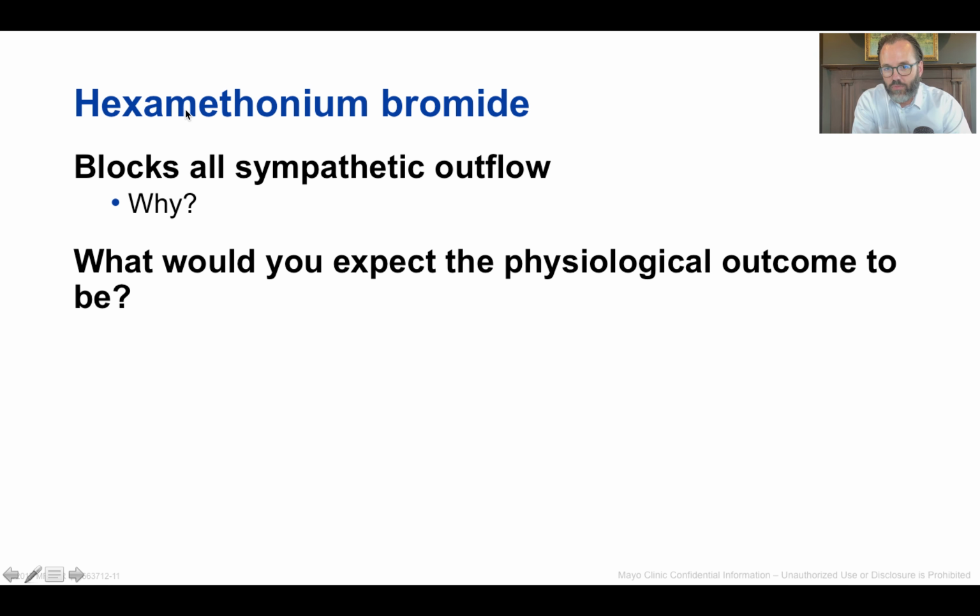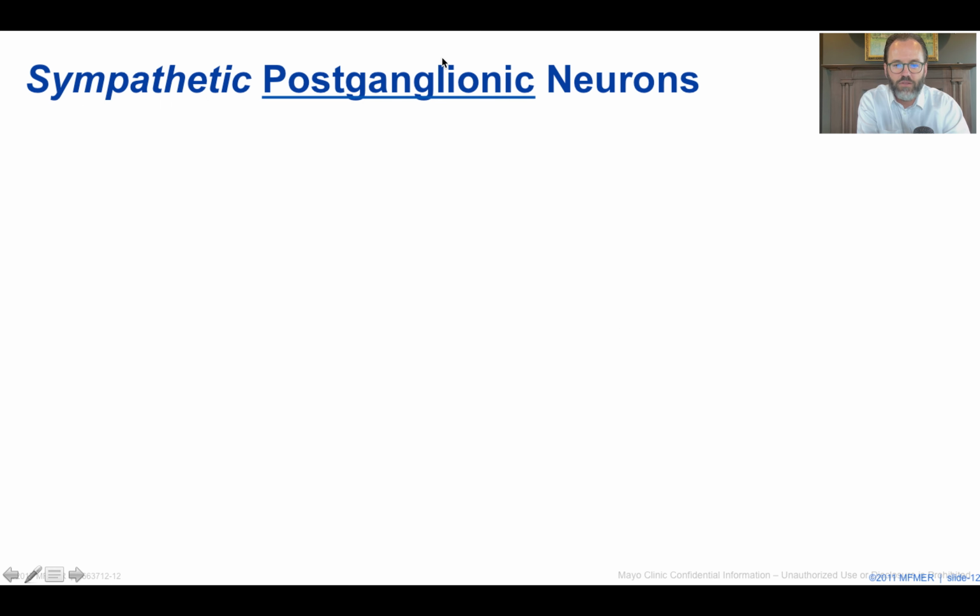So again, looking at this in a little bit more detail, hexamethonium bromide blocks all sympathetic outflow, and the question would be why, right? If it's blocking all the sympathetic nervous outflow, what it's doing is binding and blocking the activation of those postganglionic fibers at the point of the paravertebral ganglia. So therefore, it can shut everything off downstream of that. Essentially what you have is no functional sympathetic nervous system outflow. And during class, we'll discuss what you'd expect that physiological outcome to be with a total lack of sympathetic nervous system outflow.